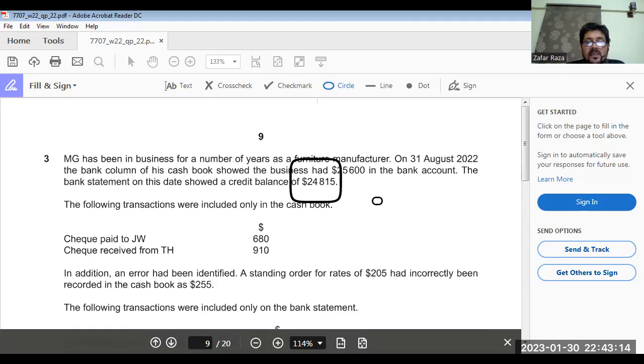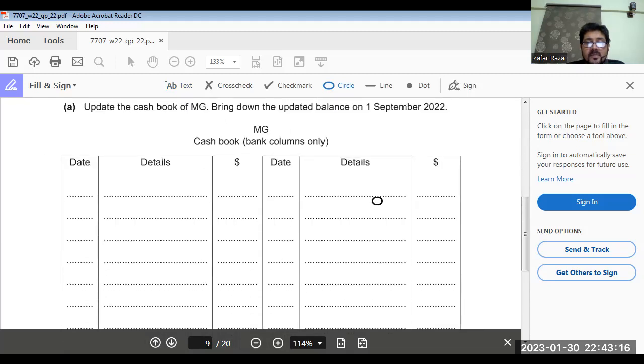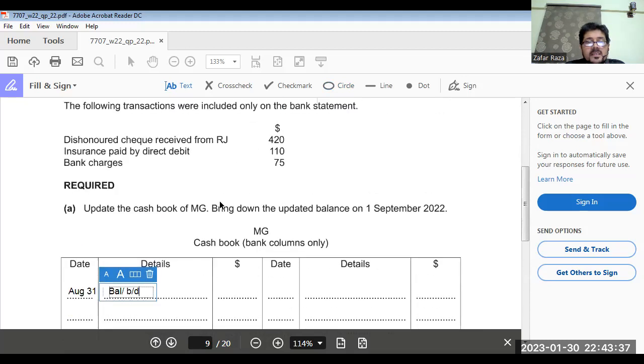All the transactions will be recorded on 31st August. It's a revised cash book only for bank columns. Okay, so we're going to write it over here. August 31st. All transactions on August 31st. Balance BD. How much?